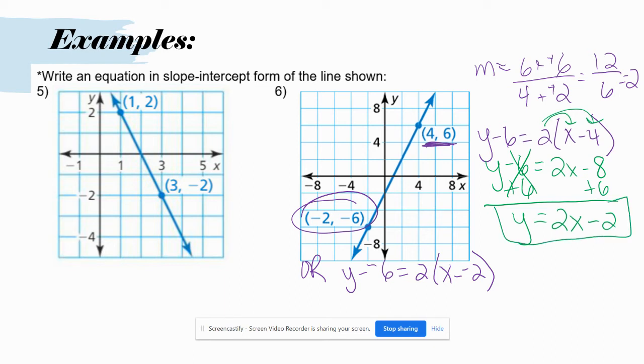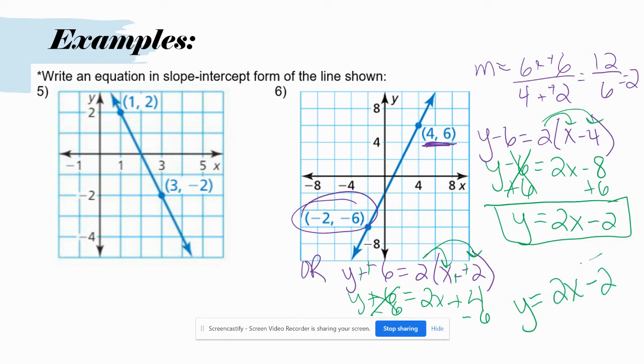If we used this other point slope form, I'm going to start with cleaning up, add the opposites, and then distribute. We have y plus 6 is equal to 2 times x, which is 2x. 2 times 2 is 4. Finish getting y alone. The opposite of adding 6 is subtracting 6 from both sides. So we have y is equal to 2x, 4 minus 6 is negative 2. So again, you can see it didn't matter which ordered pair we chose. We still got y is equal to 2x minus 2.